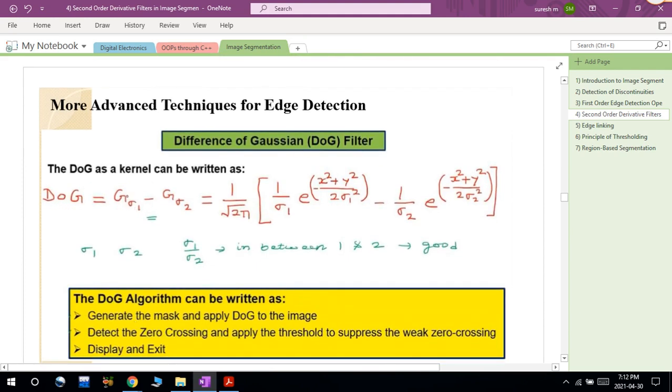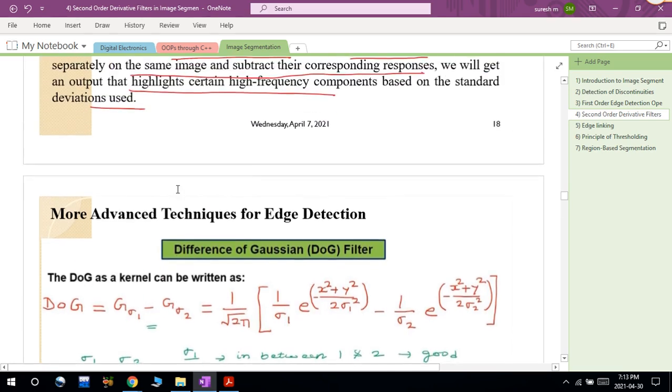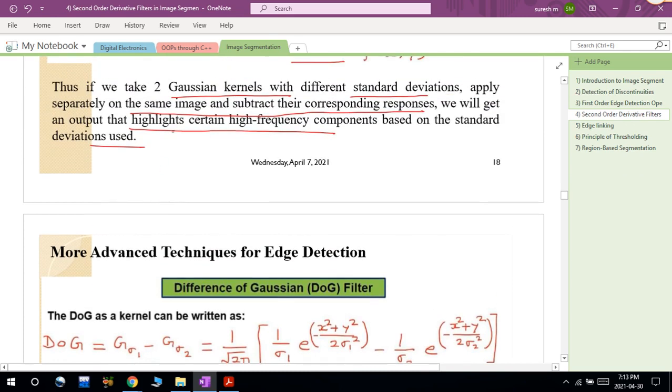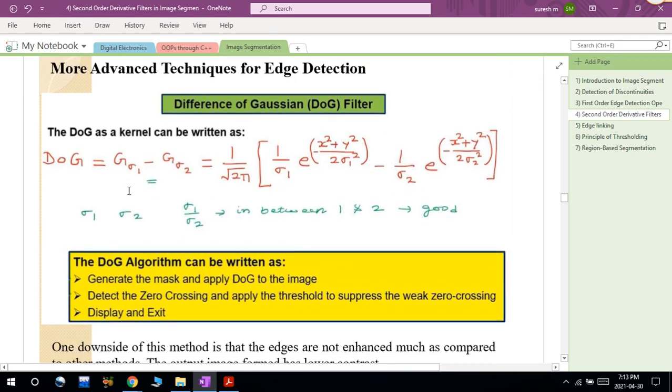So the DOG operator is the Gaussian operator with respect to sigma 1 minus the Gaussian operator with respect to sigma 2. The first Gaussian filter with sigma 1 will be applied on the original image, and the second Gaussian filter with sigma 2 will be applied on the original image. After finding those images, I do the subtraction, which gives the high frequency components based on the standard deviations used. So here standard deviations play a vital role.